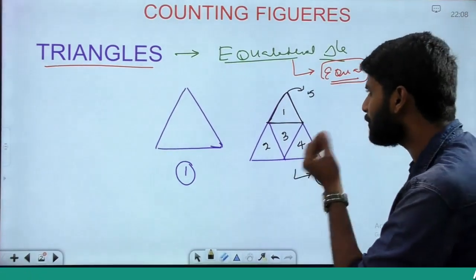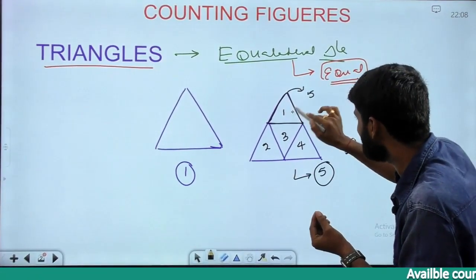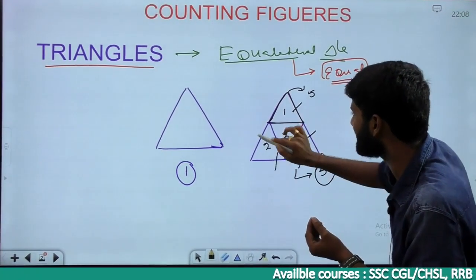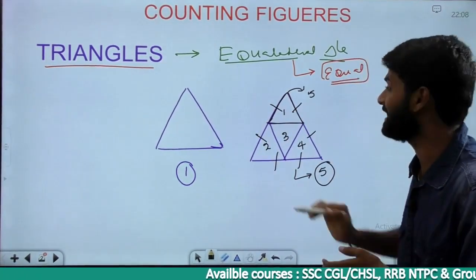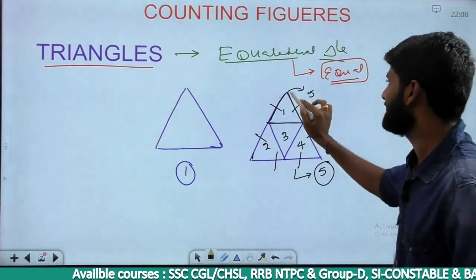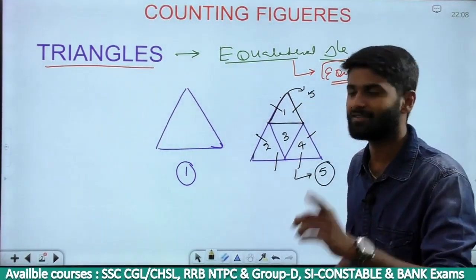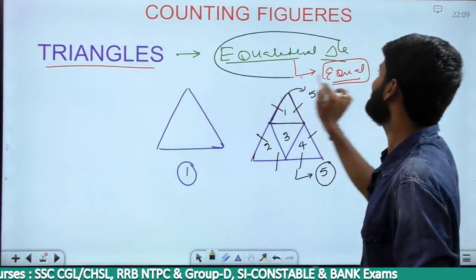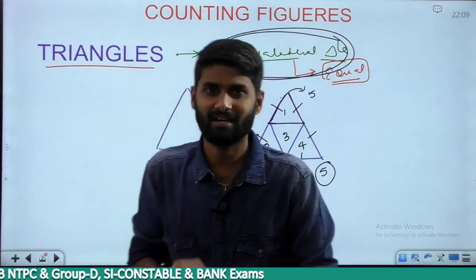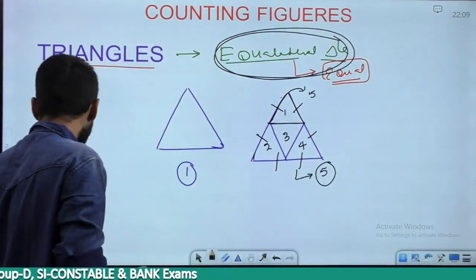One important observation: we have 2 bases on this side, 2 bases on this side, and 2 bases on this side. Every side maintains an equal number of bases. If each side maintains an equal number of bases, definitely the bigger triangle is an equilateral triangle. Okay, let's see one more question.